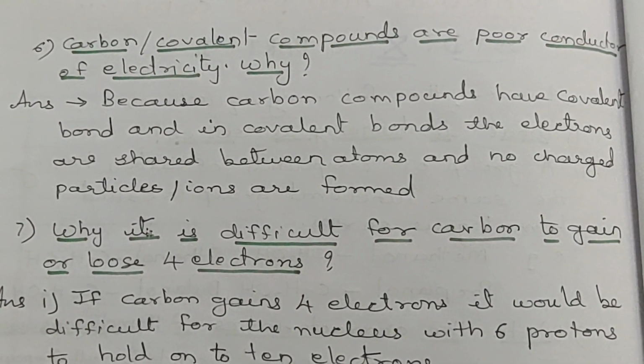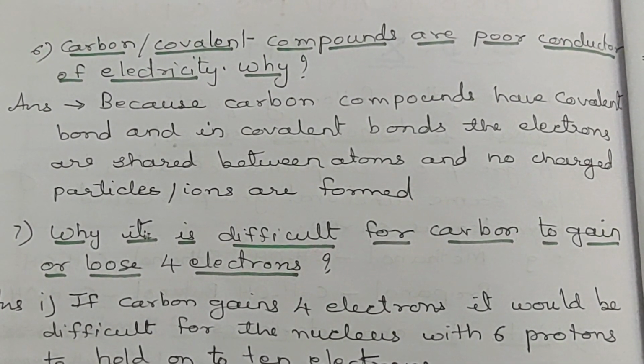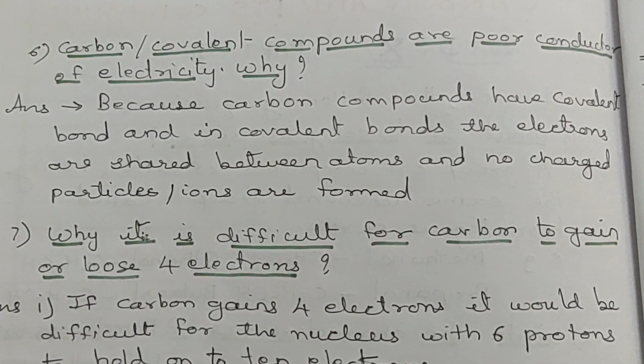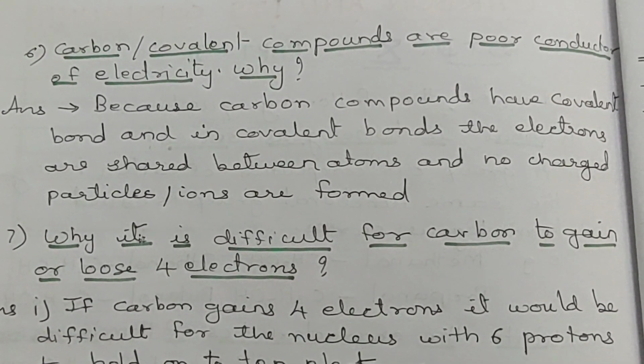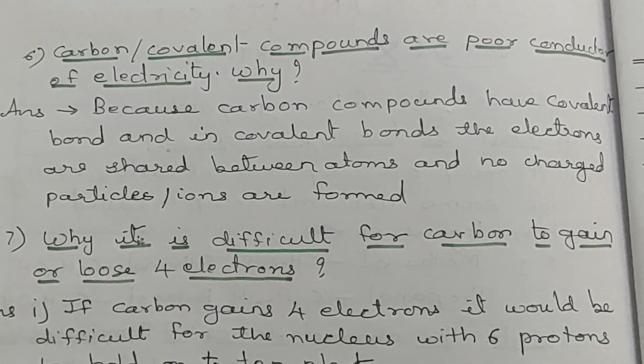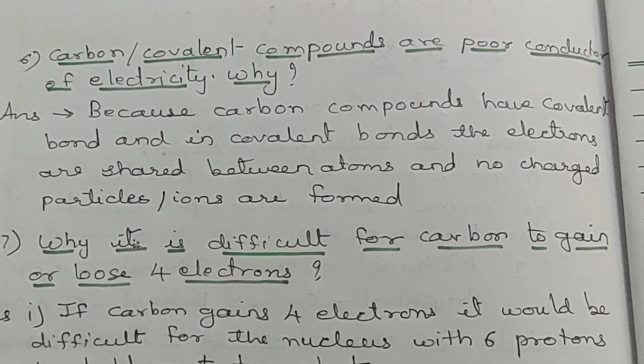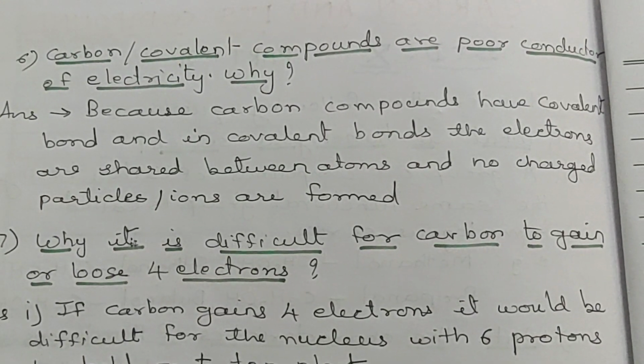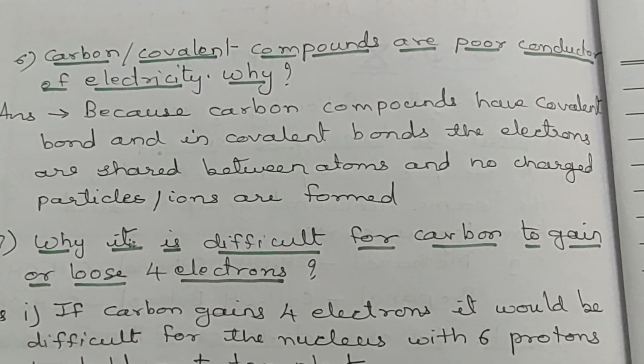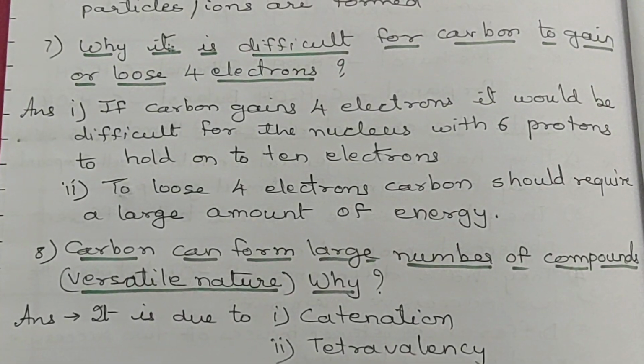Carbon or covalent compounds are poor conductors of electricity. Why? Answer. Because carbon compounds have covalent bonds, and in covalent bonds the electrons are shared between atoms and no charged particles or ions are formed.